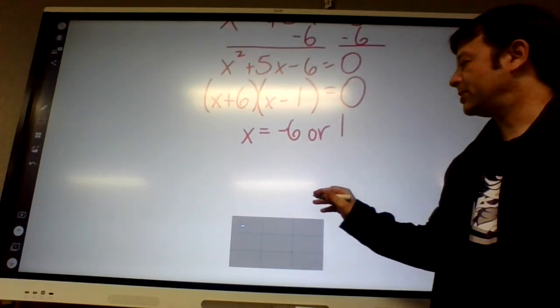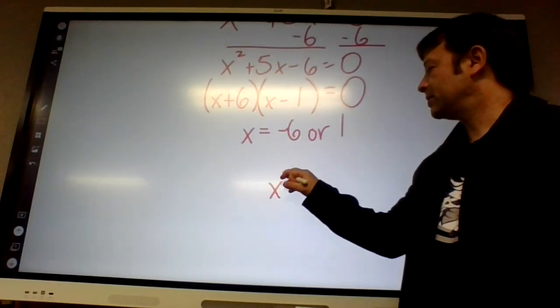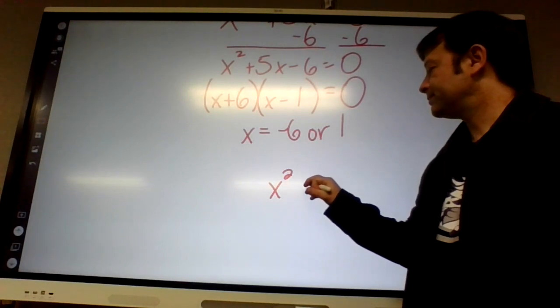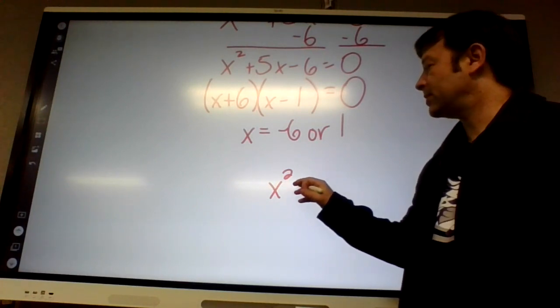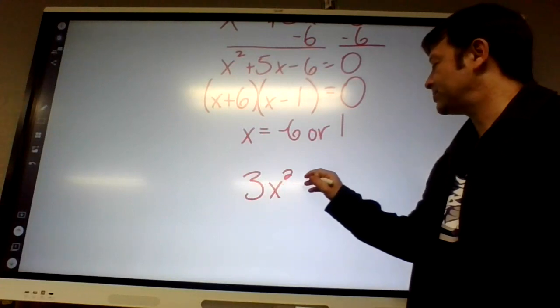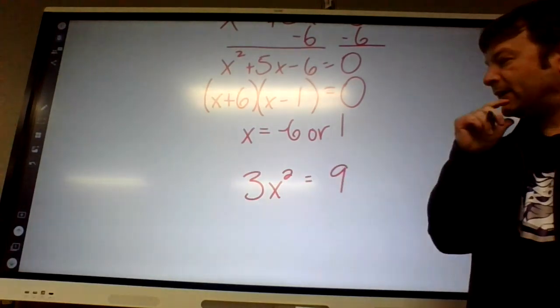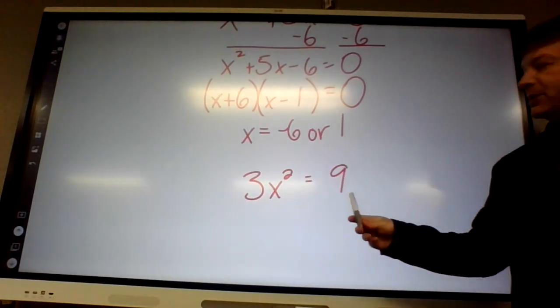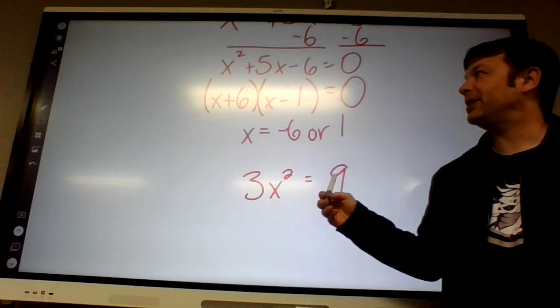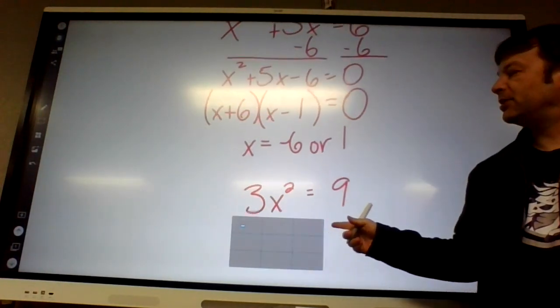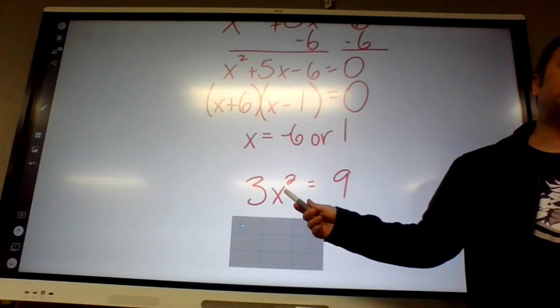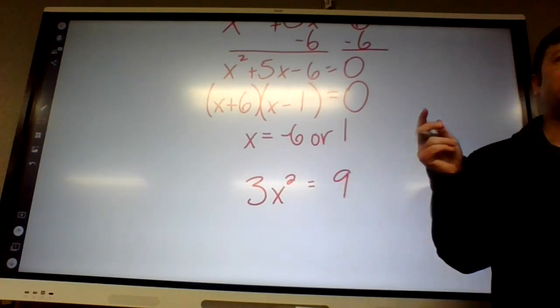Today, the problems are going to look more like, they'll look like a lot of stuff, but maybe something like this. 3x squared equals 9. So the big difference is there's only an x squared. There's not an x term. So if there's just an x squared, it's a lot easier actually, because you can just get x squared by itself.